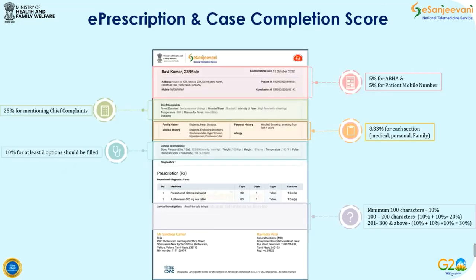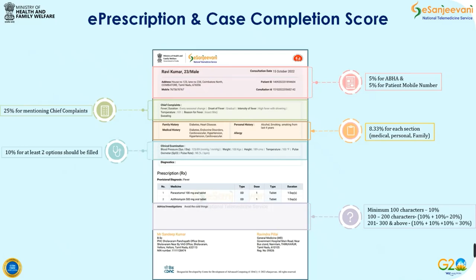So this is the case completion score I already discussed. When you enter the details, it will give you some percentage for filling the details of the patient. For the ABHA address, ABHA ID, or the ABHA number you entered, you will get 5%. For the patient mobile number, 5%. For the medical, family or personal history, 8.33% for each. For the chief complaints, 25% is given.